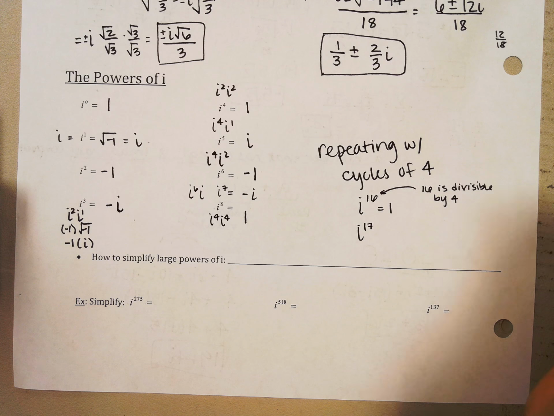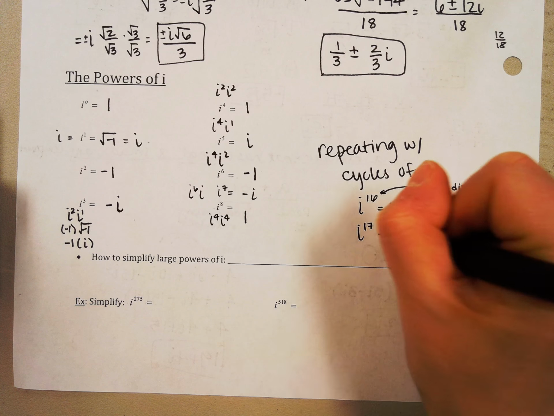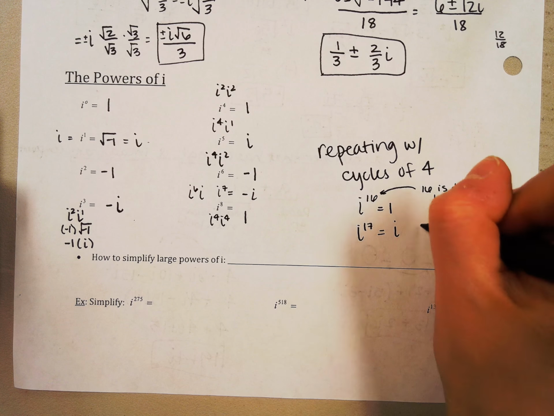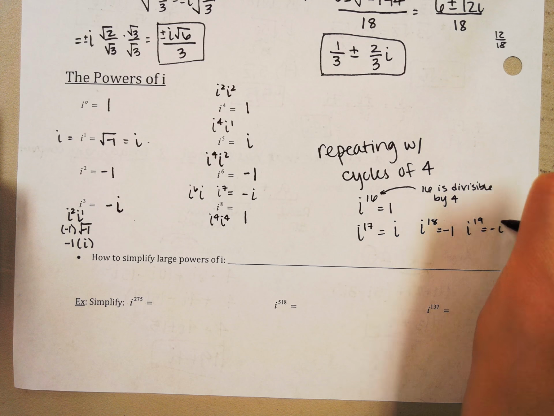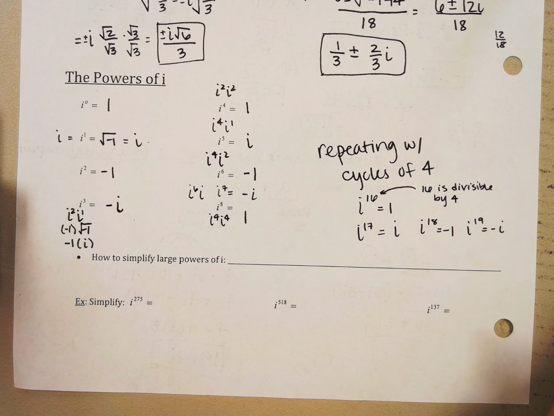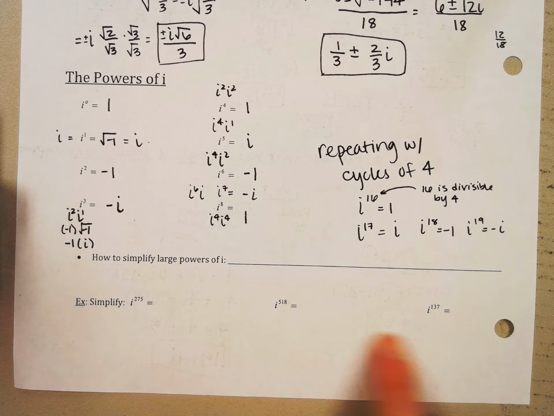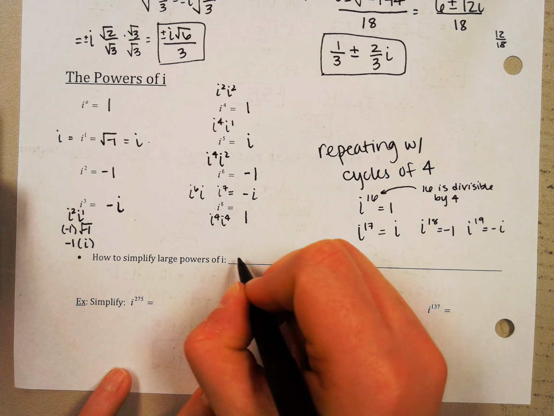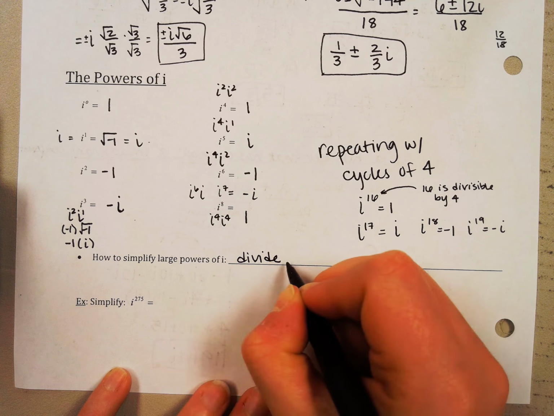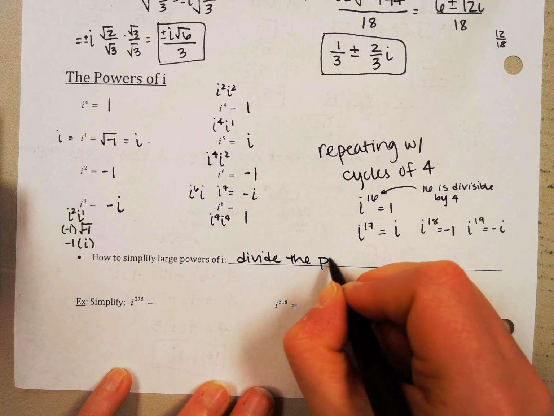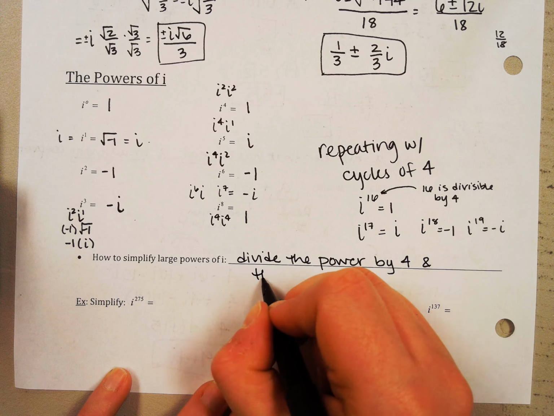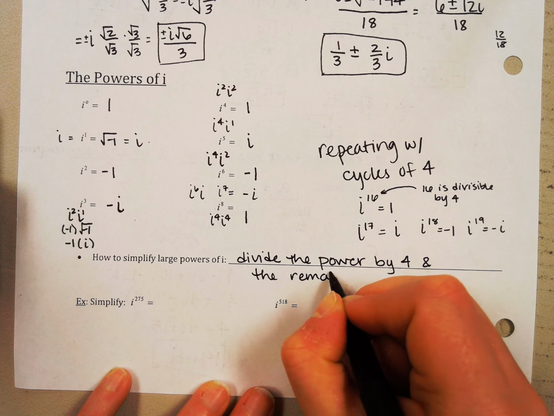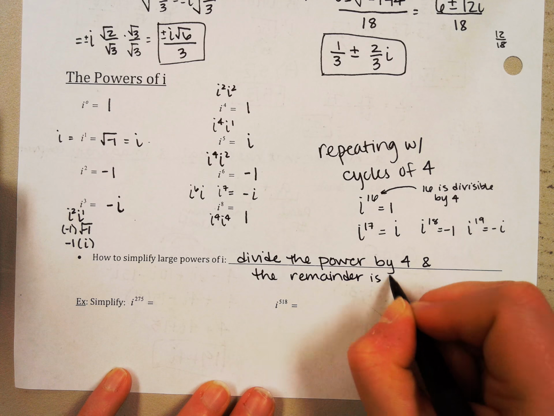If we know it goes in that order of 1, i, -1, -i, then i to the 17th is just i, i to the 18th is just -1, and i to the 19th is just -i. We can go in that order. So if we're looking for really big powers of i, we need to divide the power by 4, and the remainder is the exponent.